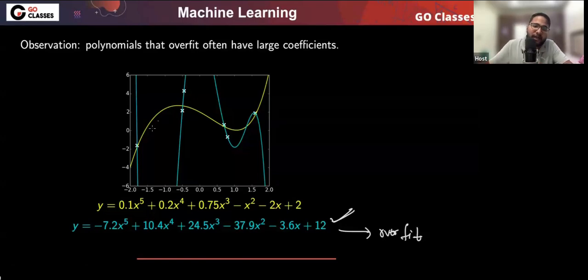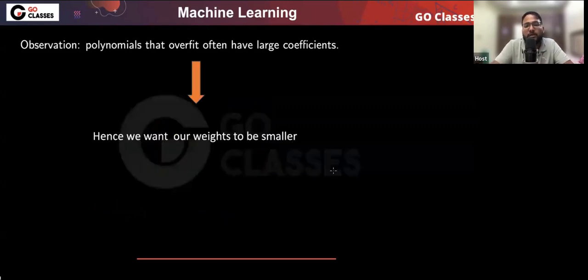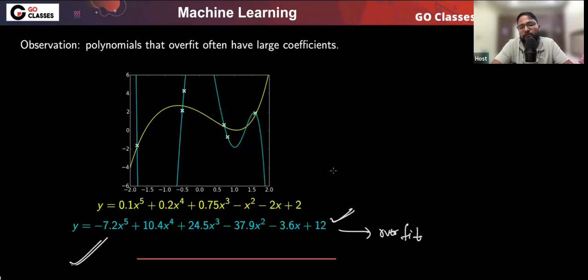This exact slide I have taken from University of Toronto. So the thing is that polynomials that overfit often have large coefficients. This is the observation. Hence, we want our weights to be smaller. Is this fine? We want our weights to be smaller. Let me know. Right? Okay, great.